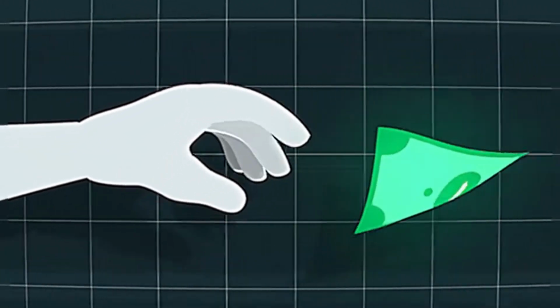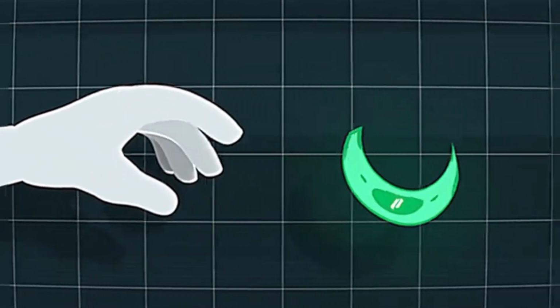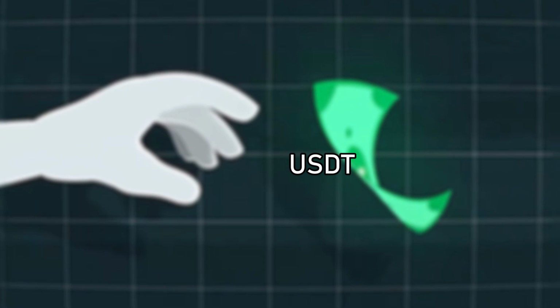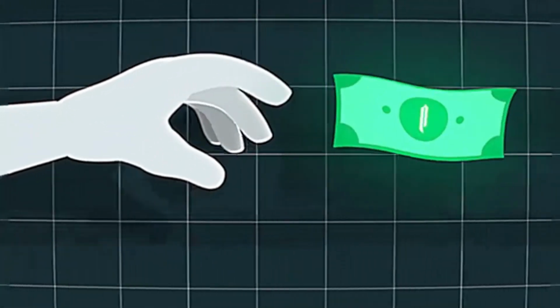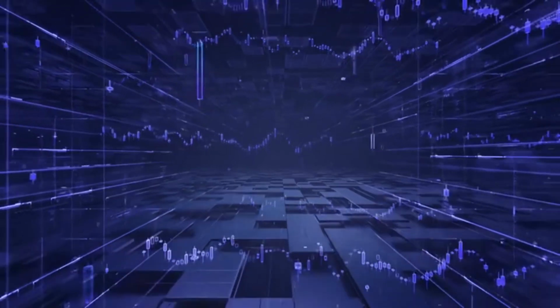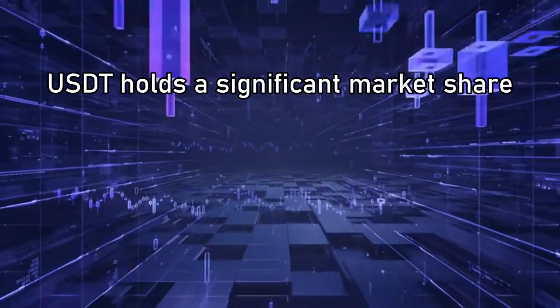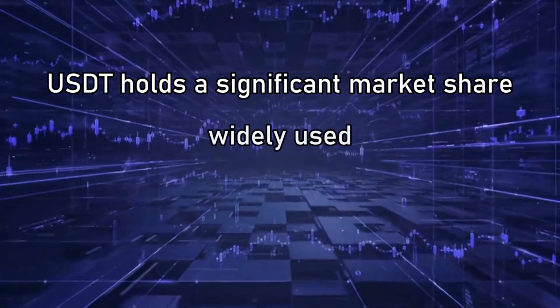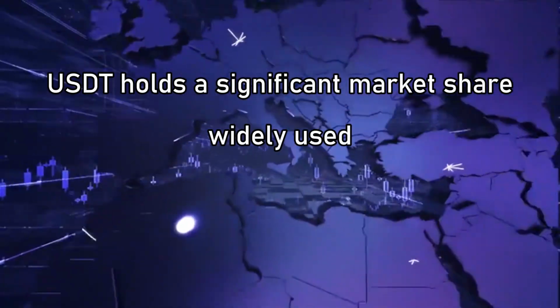USDT is issued by Tether Limited and is one of the first stablecoins to emerge in the market. In terms of popularity, USDT currently dominates a large market share and is widely used across most major exchanges, from Binance and Huobi to decentralized exchanges, DEXs.